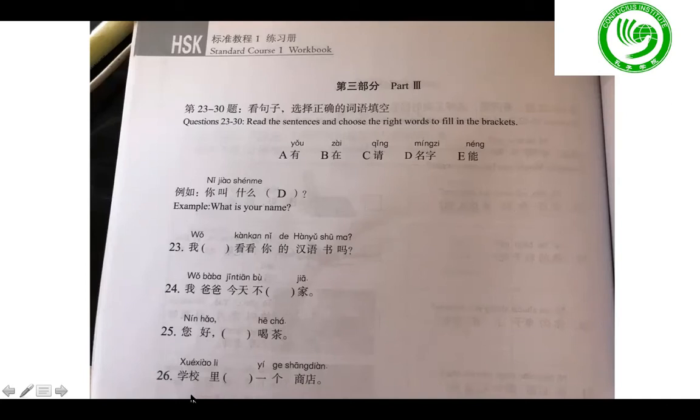26. 你来读。学校里有一个商店。What does it mean? There is a shop inside the school. 学校里 inside the school. 有一个商店 There is a shop. Okay? One more time, you read all of these four questions one more time.